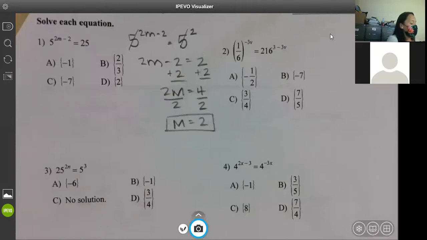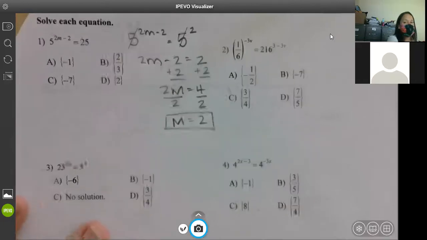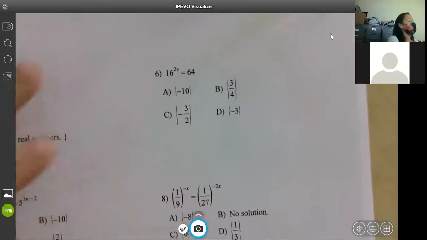So if you look at number 4, and you look at number 3, and you look at number 5, they're already in the same base. Does everybody see that? So you just mark them out and solve the equation. Look at number 6. I'm going to go back to number 2. Don't freak out about that one yet.